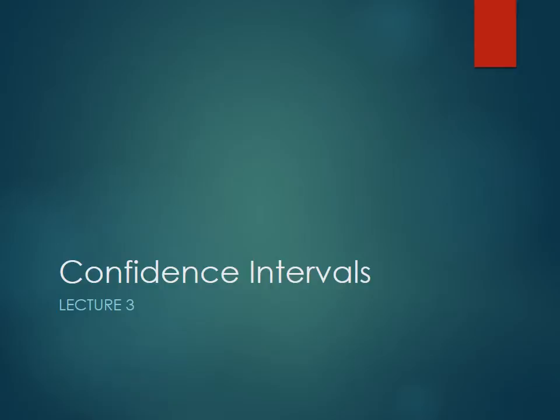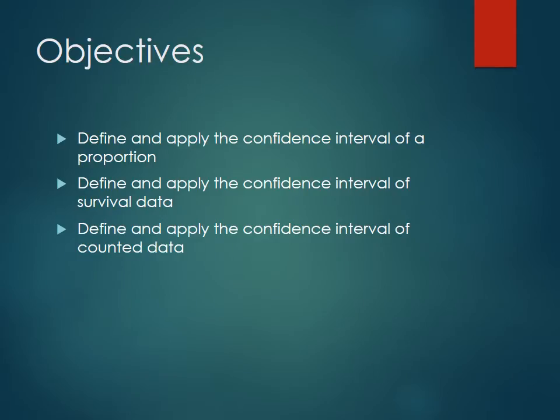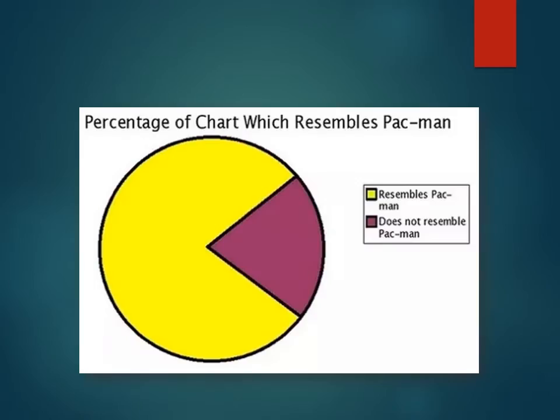Okay, so the next thing we'll talk about, we're going to be looking at more confidence intervals, but now we're going to be talking about confidence intervals looking at proportions or ratios. Here, we're going to define and apply the confidence interval for proportions, also looking at survival data. So this is going to be a little bit of a more morbid discussion than it already was. And then look at the confidence interval of counted data, so we're talking about things like Poisson distributions and whatnot. Just in case you're ever curious.